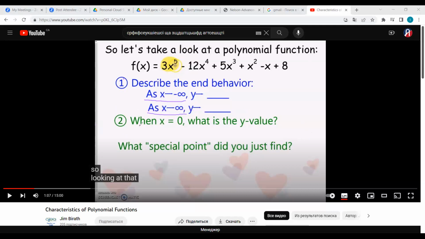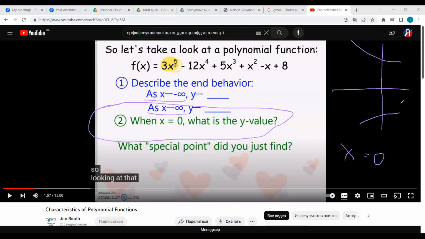This is what we are looking into, so it's called the y-intercept, because if you say x equals 0, then on the graph this point will pass somewhere on the y-axis, so it's the y-intercept.